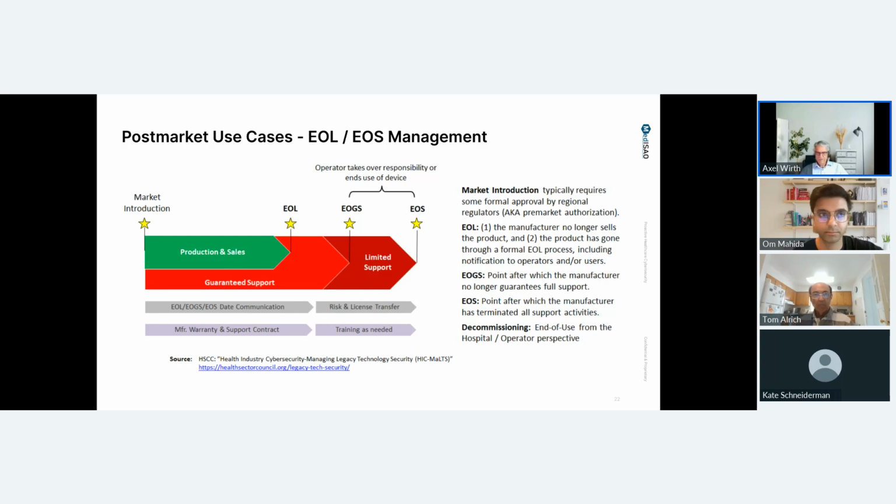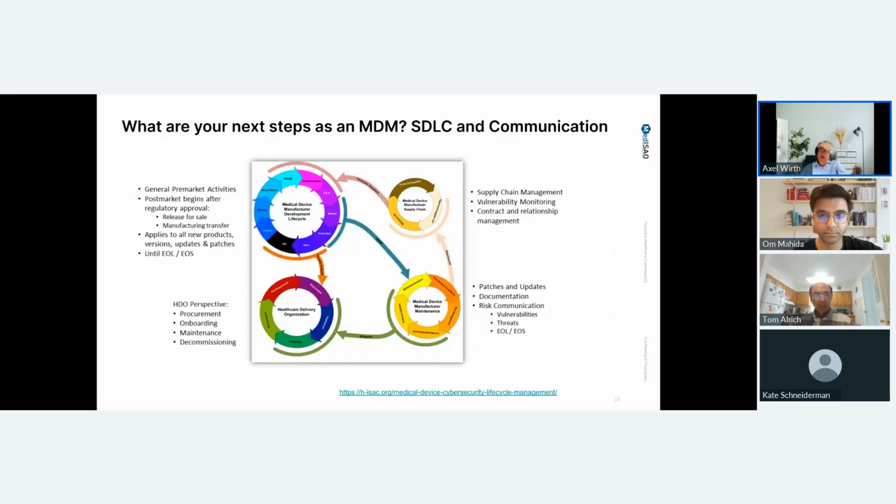update the software. So what can an MDM do? Obviously, you want to implement a secure development lifecycle process, including communication. This is from an HISAC white paper that discusses your pre-market activities at the upper left circle, the inclusion of the supply chain, that is the upper right circle, then communication and sale to the healthcare organization, that's the lower left, and then communication of security documentation, including then updates and mitigations, that is the lower right circle. And again, this is all discussed in great detail in this white paper.